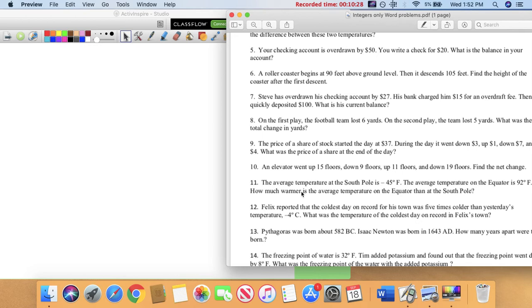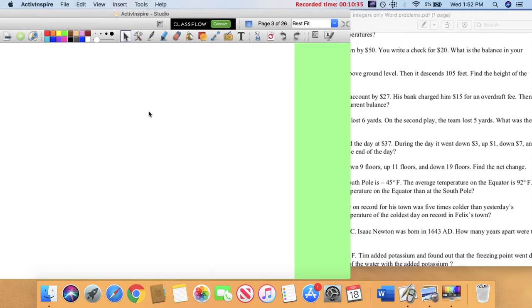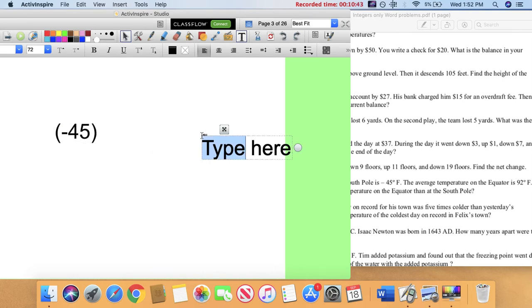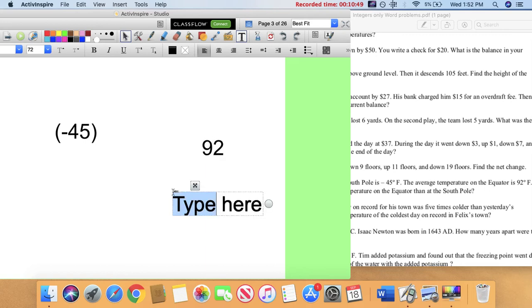The average temperature somewhere in the South Pole is negative 45, and the average temperature in the equator is 92. What's the difference? How much warmer? Well, again, so let's write that. It's negative 45, right? And the temperature in the equator is 92. That's positive. And then 0.